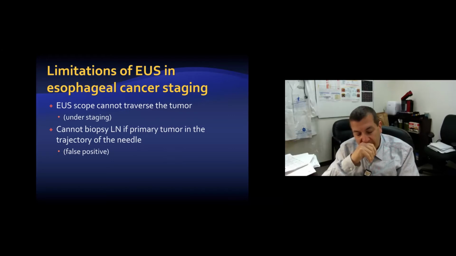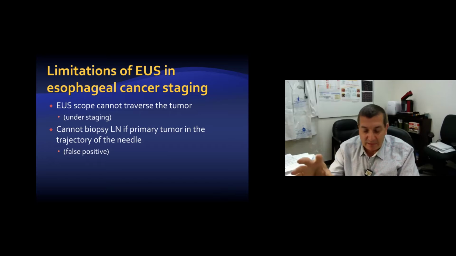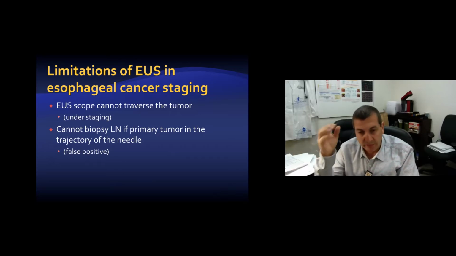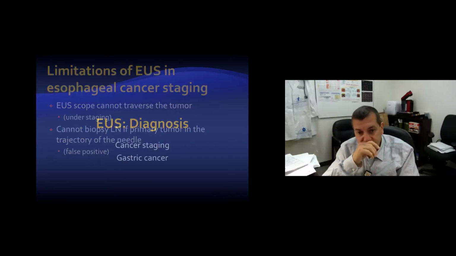Another potential drawback is if you have a lymph node that maybe looks malignant, maybe not, and you want a biopsy. Most of those lymph nodes are locoregional, meaning that the tumor may be in the path of the needle, and you really don't want to stick a needle across the tumor to get into the lymph node, because that can give you a false positive, and you can seed a potentially negative lymph node and make it positive by spreading the tumor outside the esophageal lumen. So these are the limitations.